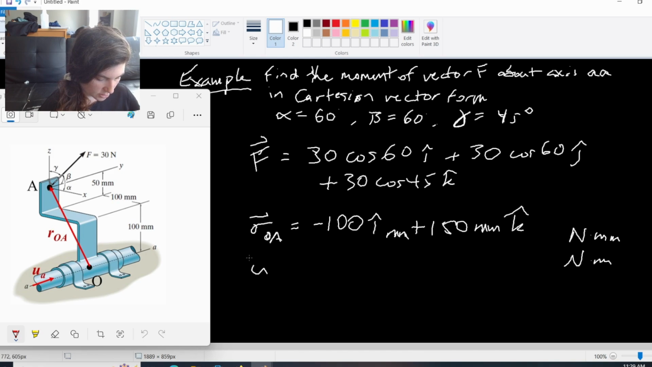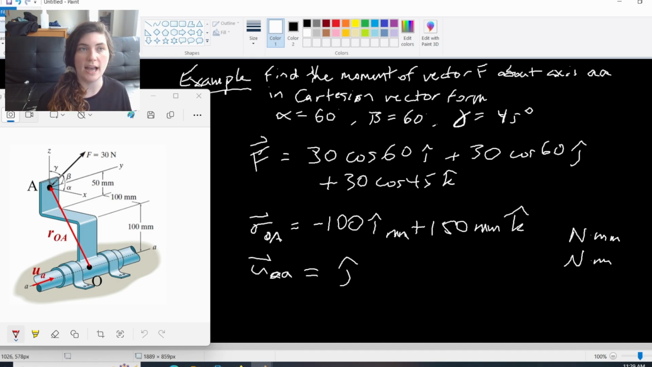And then our unit vector for the axis AA. Now notice axis AA is exactly parallel to the y-axis, which means that it has the same directional unit vector as the y-axis, and that is just j hat. Just one single j hat. It follows the y-axis exactly. It's just offset by that position vector, 150 and 100 millimeters, but it's exactly parallel to the y-axis and will follow the same unit vector. Our unit vector is just j hat.